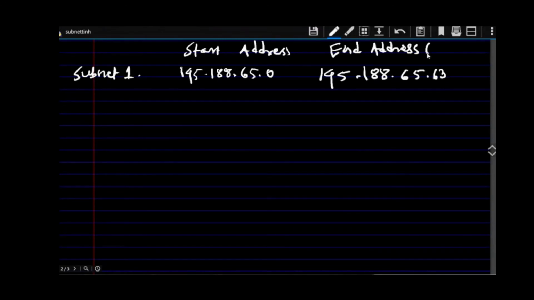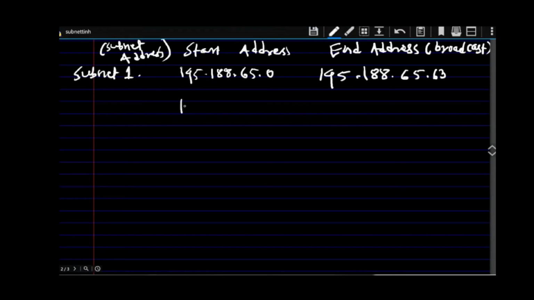This end address is also called the broadcast address, if you don't know. The end address in each subnet is also called the broadcast address, and the start address is also called the subnet address. Sometimes they may ask you to write a subnet address and a broadcast address for each subnet. Subnet address means the starting address and broadcast address means the last address. Okay, so this is the first subnet.